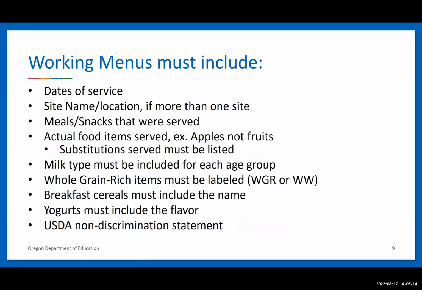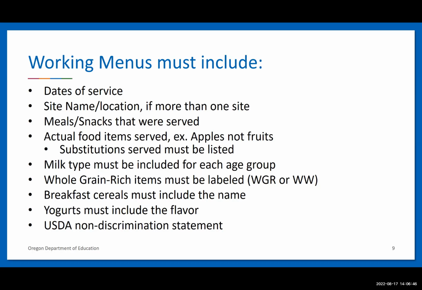First, let's go over the working menu. The working menu is the most important document for showing that all meals served met meal pattern. A working menu is also sometimes known as a dirty menu and is different from a planned or marketing menu in that it documents all actual foods that were served to participants on the dates listed. This, along with your meal counts, make up the groundwork of claiming reimbursements for CACFP.